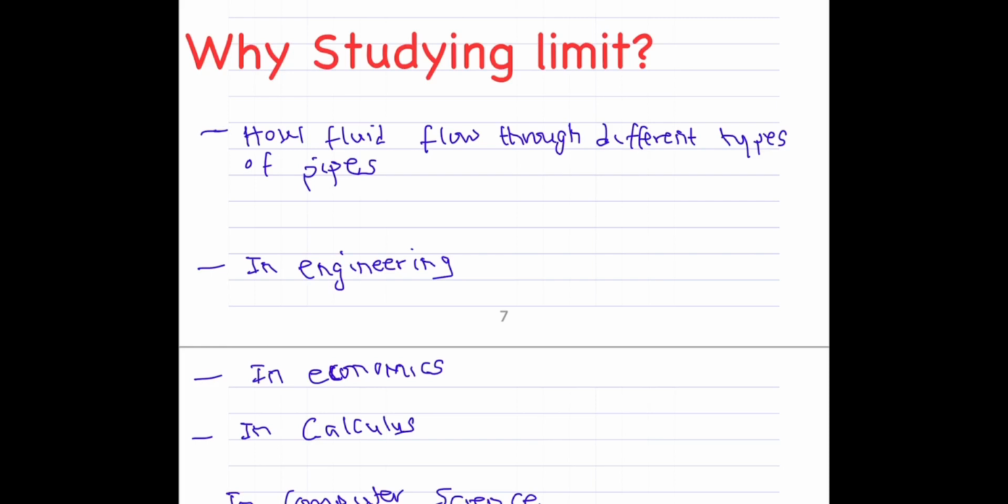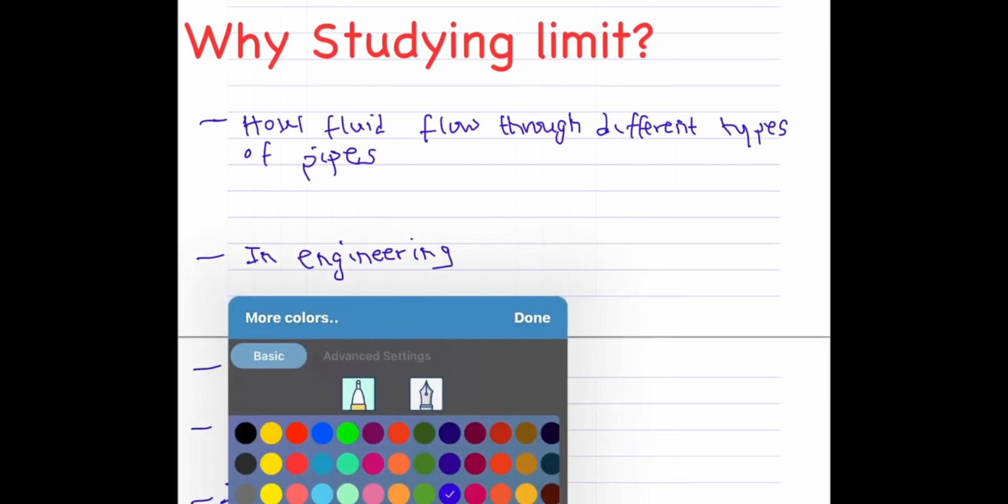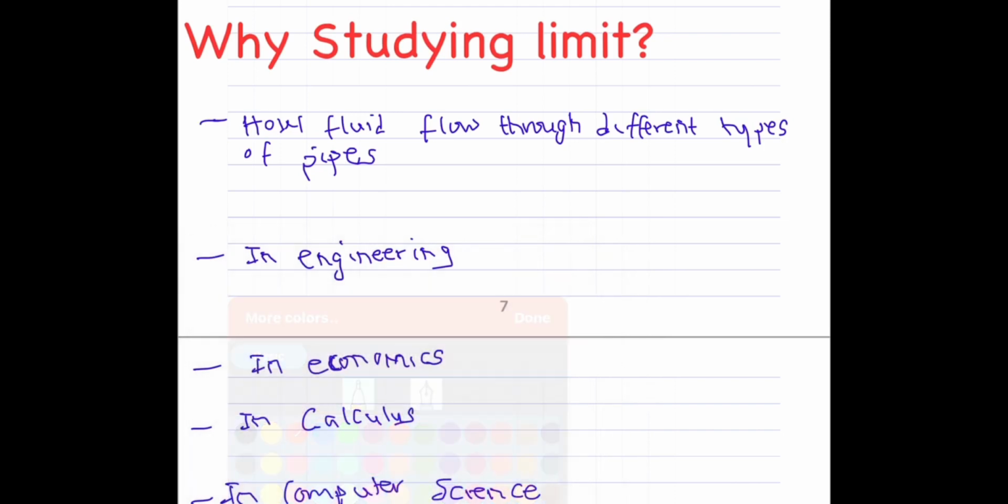For instance, in the study of fluid mechanics, limits are used to predict how fluids behave as they flow through different types of pipes or around different types of obstacles. That is in fluid mechanics. In engineering, limits are used to determine the maximum load that a structure can support or the maximum speed at which a machine can operate.